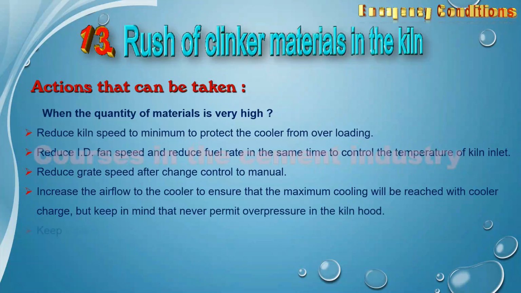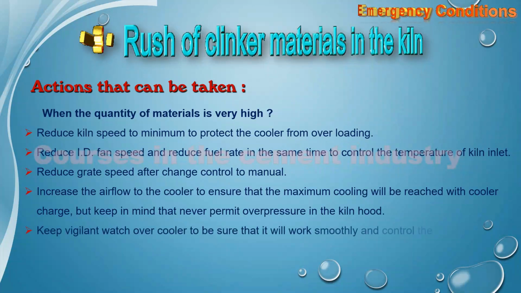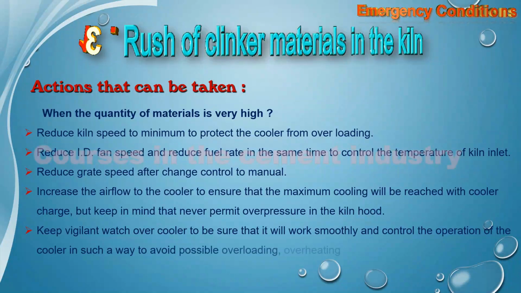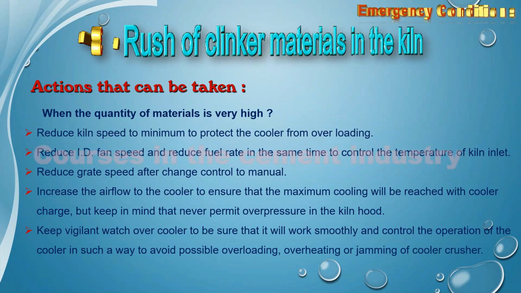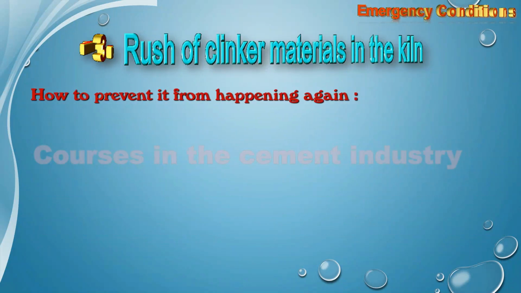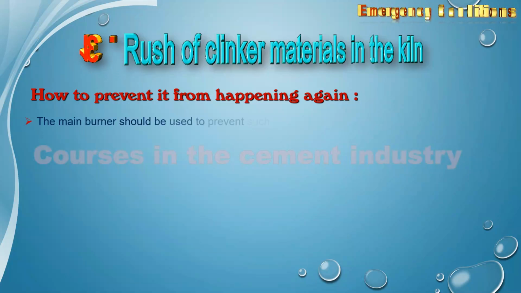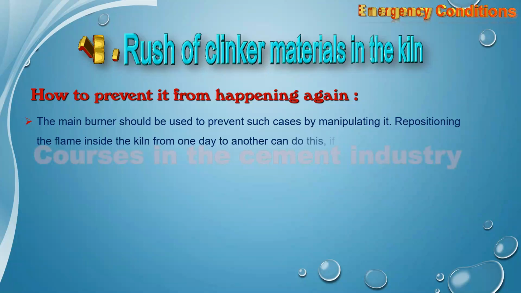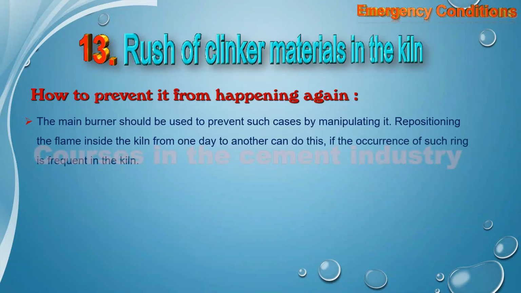5. Keep a vigilant watch over the cooler, to be sure that it works smoothly, and control the operation of the cooler in such a way as to avoid possible overloading, overheating, or jamming of the cooler crusher. How to prevent it from happening again. 1. The main burner should be used to prevent such cases by manipulating it. Repositioning the flame inside the kiln from one day to another can do this, if the occurrence of such a ring is frequent in the kiln.